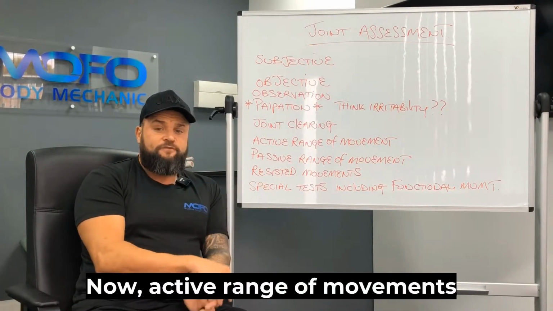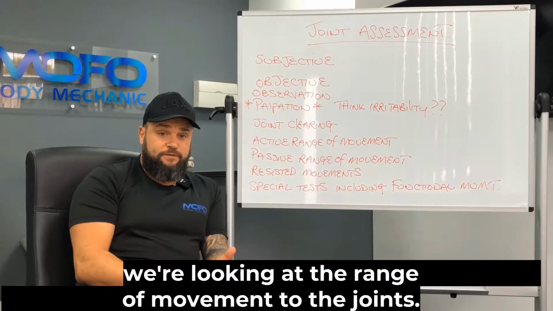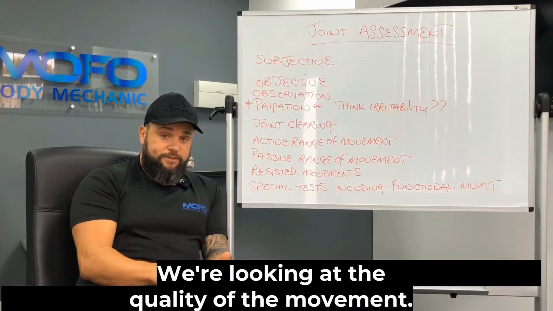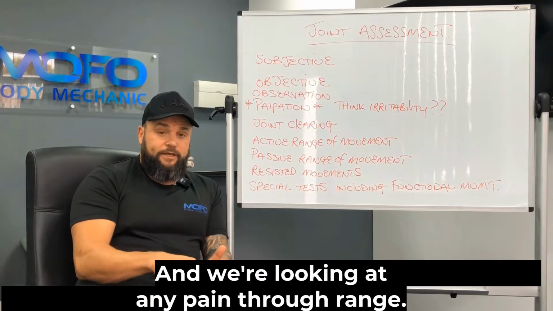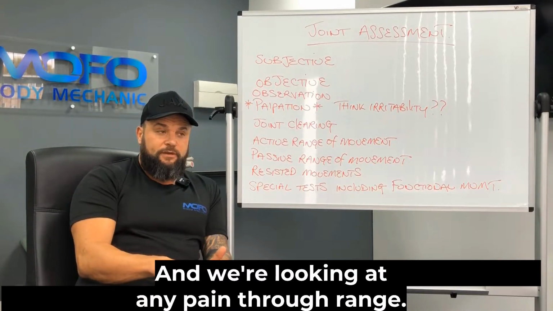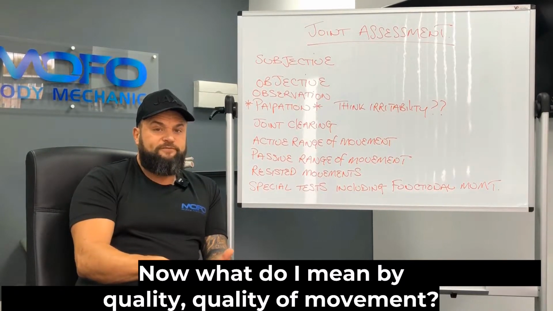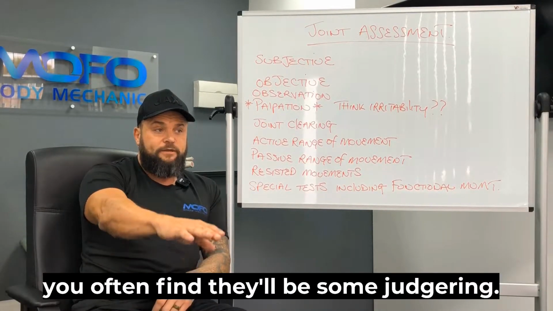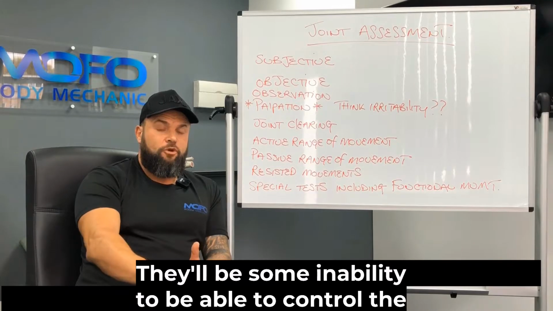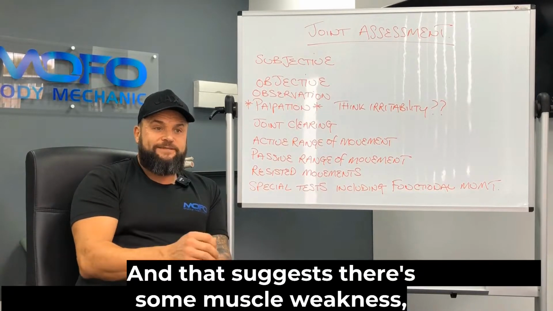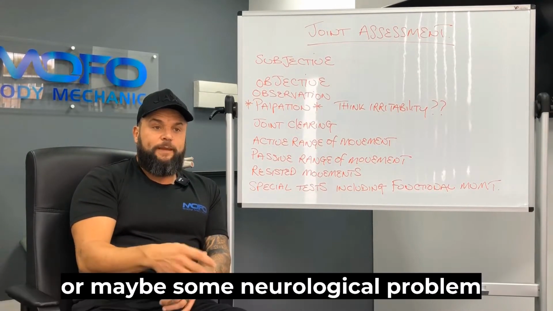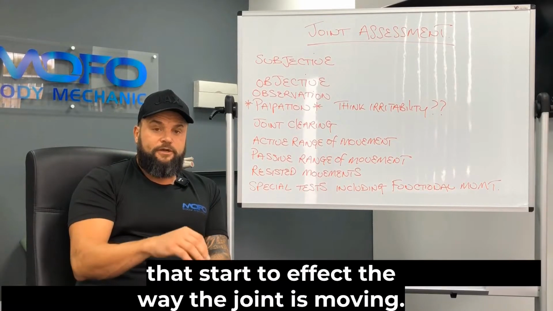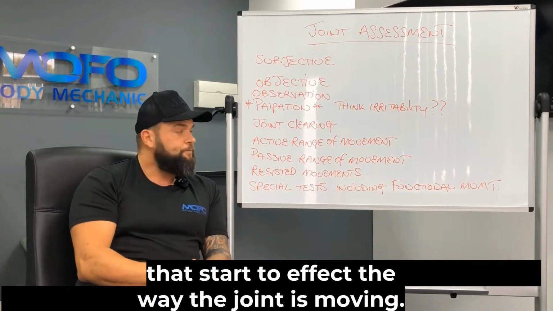Now, with active range of movements, we're looking at the range of movement of the joints, we're looking at the quality of that movement, and we're looking at any pain through range. What do I mean by quality of movement? When a muscle's injured, you'll often find there'll be some juddering, some inability to control the movement, and that suggests there's some muscle weakness or maybe some neurological problem that's starting to affect the way that the joint's moving.